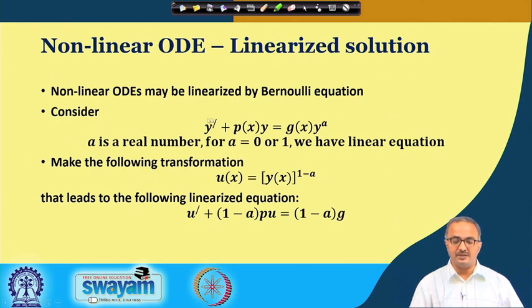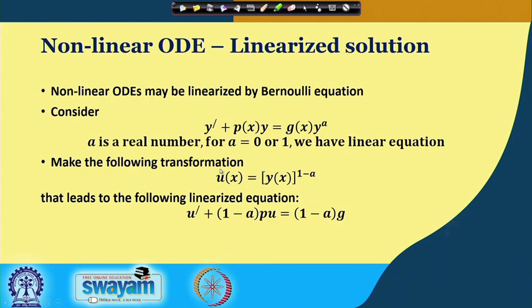Now, here we have this particular expression for the nonlinear ODE, and in my earlier lecture I told you what we mean by linear and nonlinear equation. Now, a is a real number, and if a equals 0 or 1, we have the linear ODE. So, without again going into the detail of the solution, here we have the final Bernoulli equation.